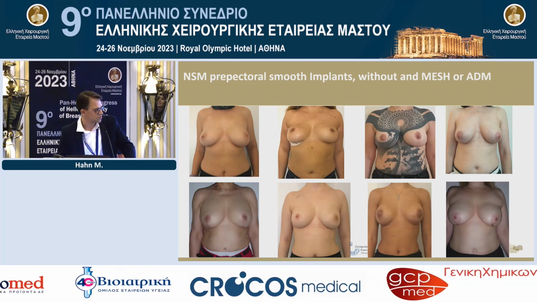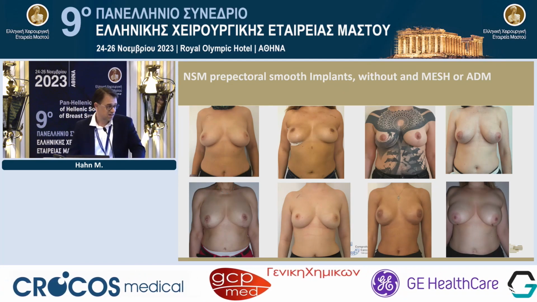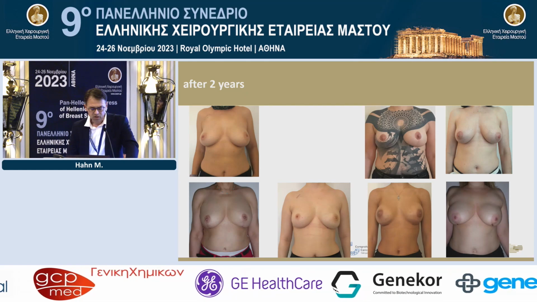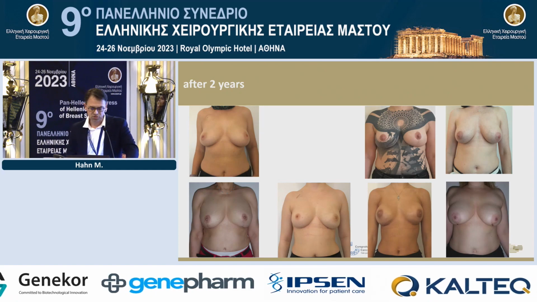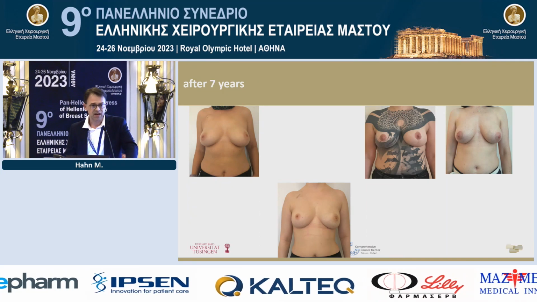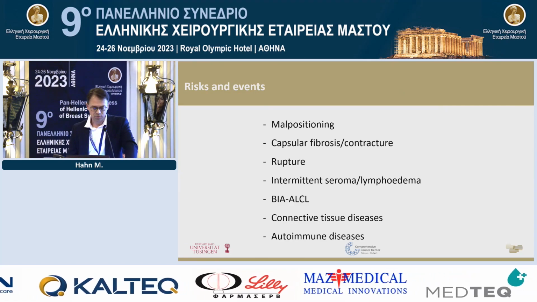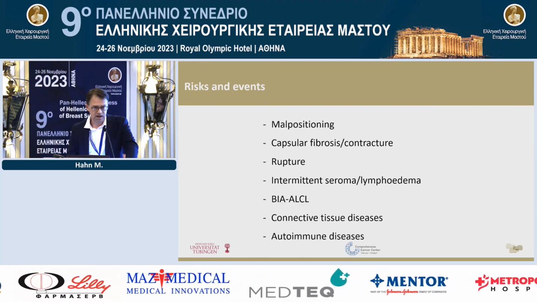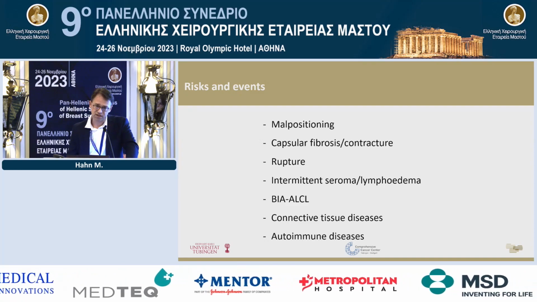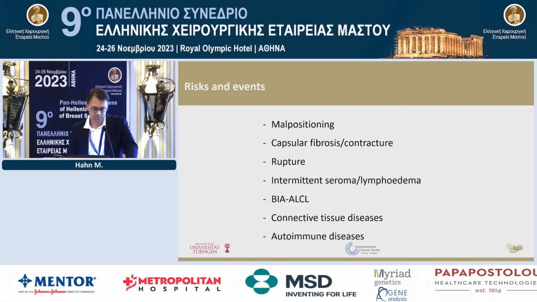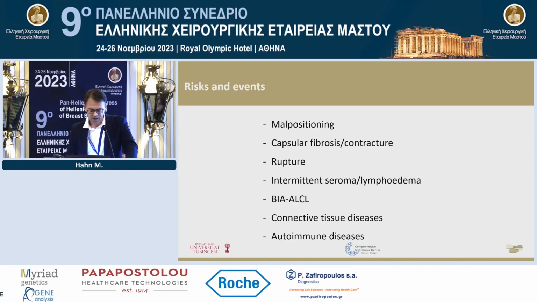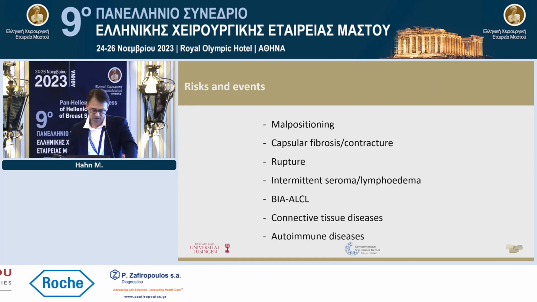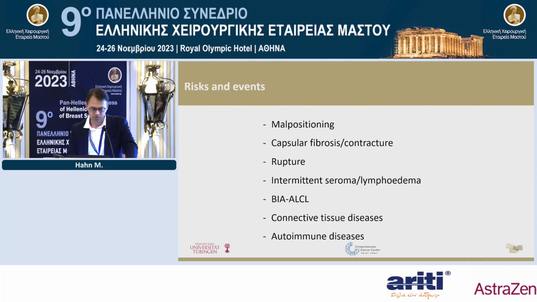You already mentioned some reasons for that, like seromas, and if we trust the data from the FDA approval study, this is what we see after 2 years, after 3 years, and after 7 years. So what are the risks and events that we have to think about? It's the malpositioning of the implant, especially in anatomic implants. It's the capsular fibrosis, it's the rupture rate. We already talked about seromas, and of course the lymphomas, connective tissue disease, and autoimmune disease.